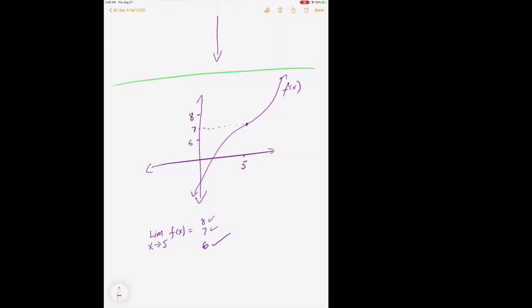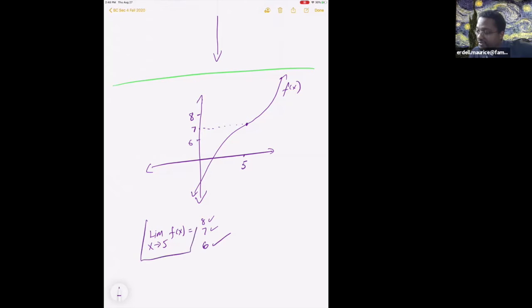Say that again. I want to know the answer to this problem. I'm asking you this, find this limit. And I want you to use the graph to find this limit. I'm telling you x is approaching 5. And I give you 3 possibilities for the answer: 6, 7, or 8. Which one of these is the limit?